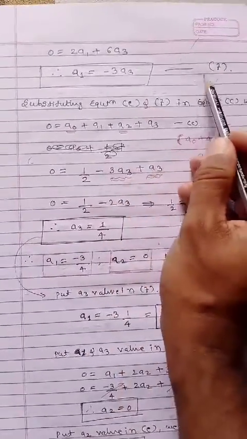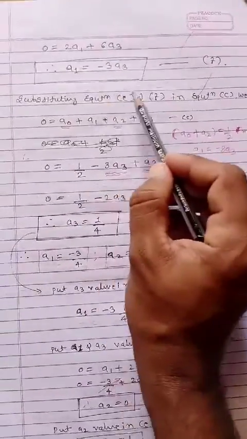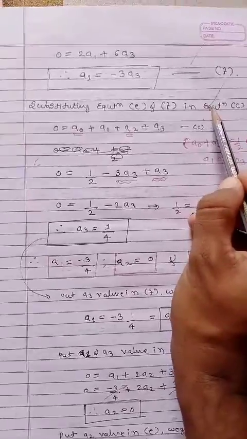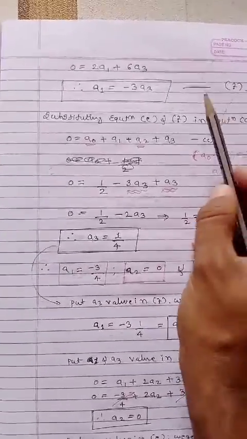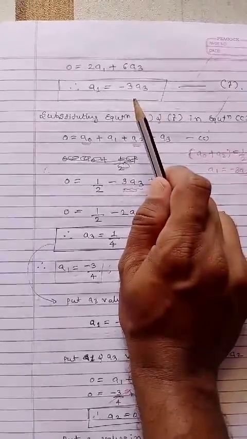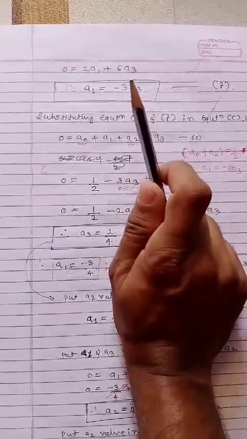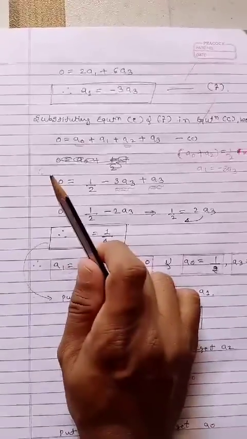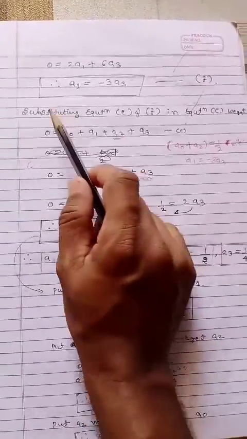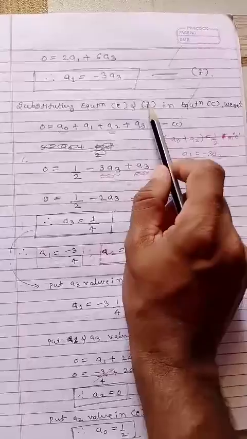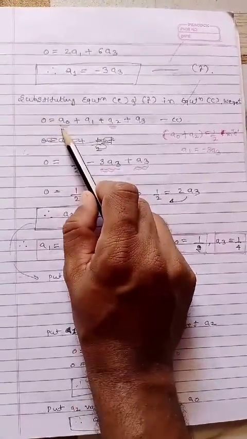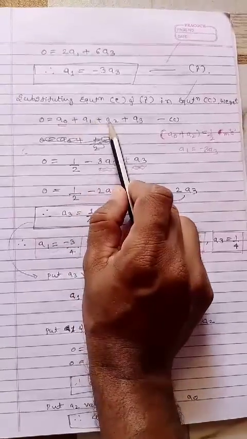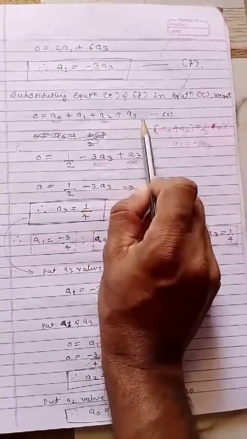I got equation F, and previously I got equation E. Substitute E and F in equation C, and we get the values of A3 and A0. Our main aim is to calculate the four unknowns, that is A0, A1, A2 and A3. After substituting the values of E and F in equation C, equation C is 0 plus A0 plus A1 plus A2 plus A3 equal to C.